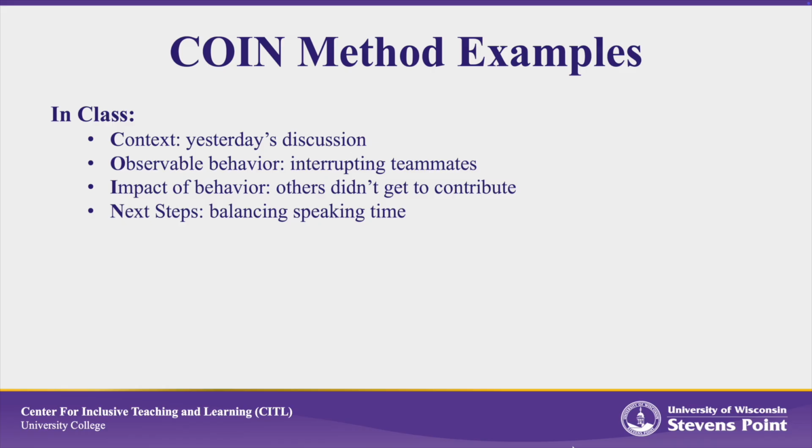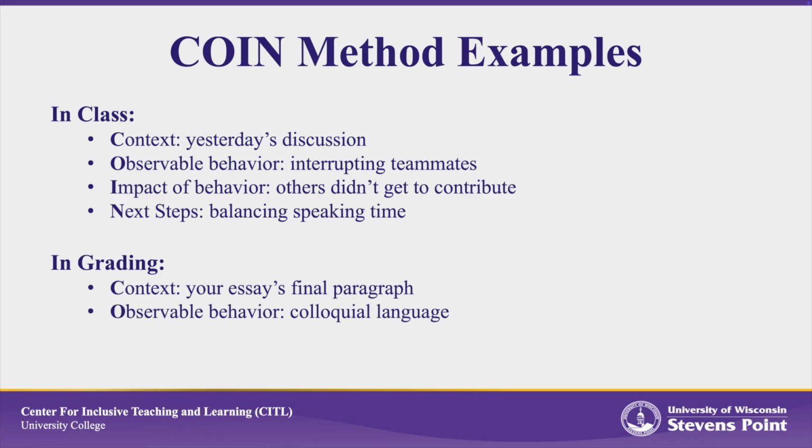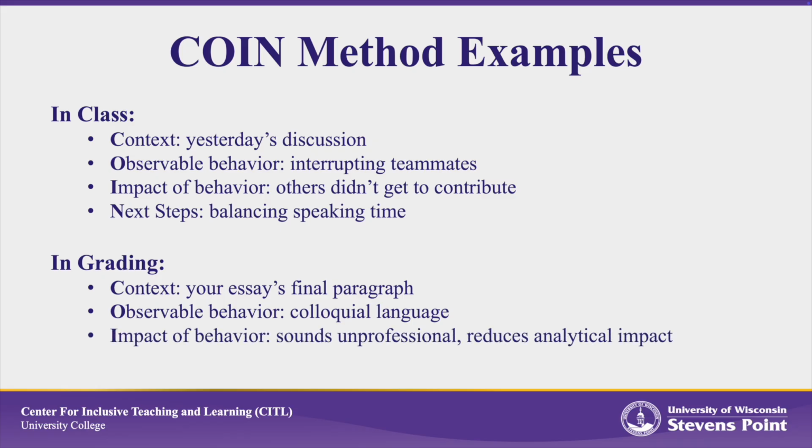An example of assignment feedback might be something like, "In the final paragraph of your reflection paper on classroom management theories, you used conversational language like, 'I think this idea slays.' This reduces the professional tone expected in academic writing and may detract from the seriousness of your analysis. Using a more formal academic voice would better align with college-level expectations."